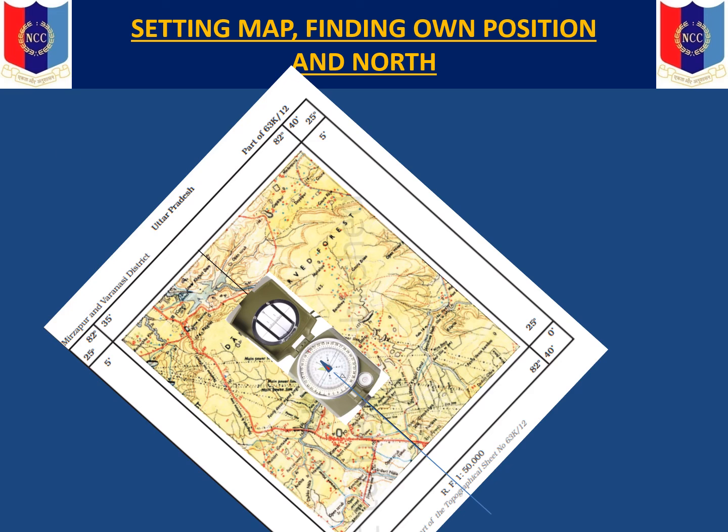There it is. Here the grid line, the crosshair and the magnetic needle are on the same line. What it means is that the north as depicted on the topo sheet and the actual north of the ground are the same. So the map is set towards the north direction.